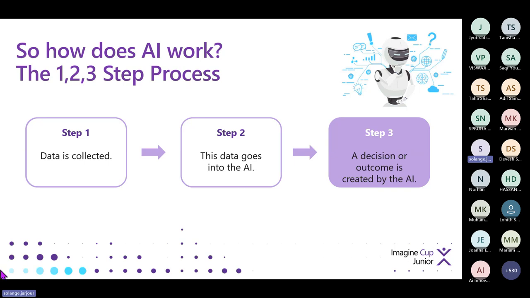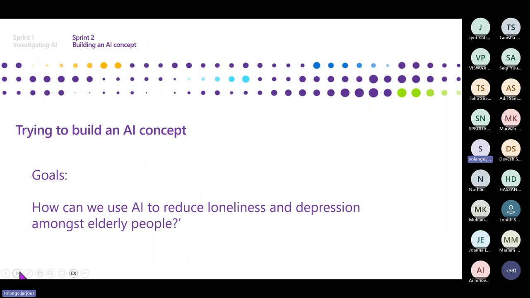Now we will go through an example together, me and you. The example is the problem that I have: I need to reduce loneliness and depression among elderly people. So I need to leverage AI to accomplish my goal. We will go step by step, me and you, and I need you to write in the chat. Miss Lama will be reading your answers.